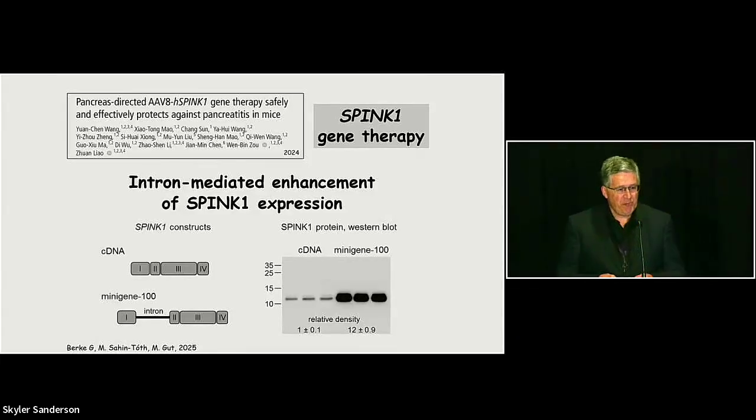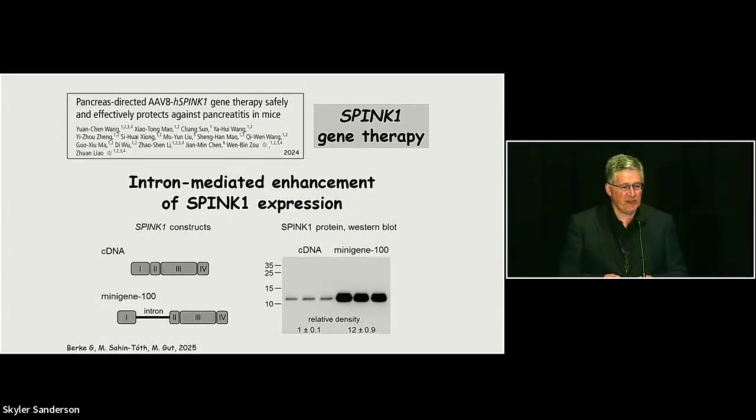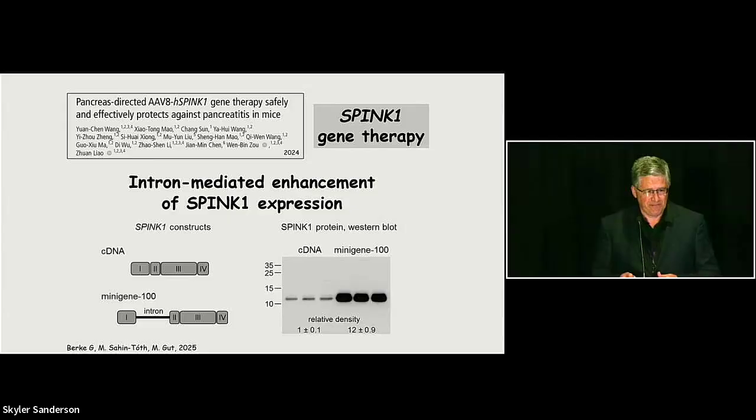So the Shanghai group published the first paper on the SPINK1 gene therapy, where they showed some efficacy, but they struggled with expression. So together with Gergő Berke, who just gave a presentation, we tweaked the SPINK1 construct, and we achieved a 10-fold increased expression by introducing mini introns in various places. And then we used this to make adenovirus. And currently these studies are underway to demonstrate proof of concept of efficacy.